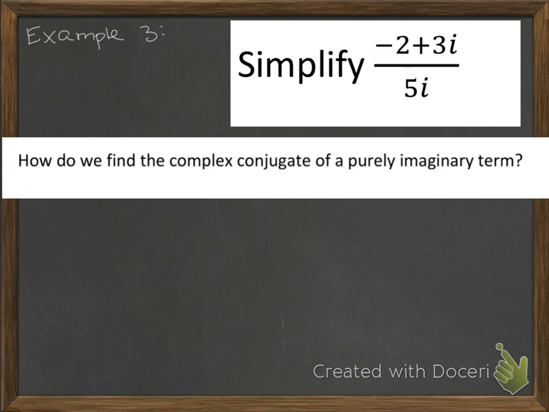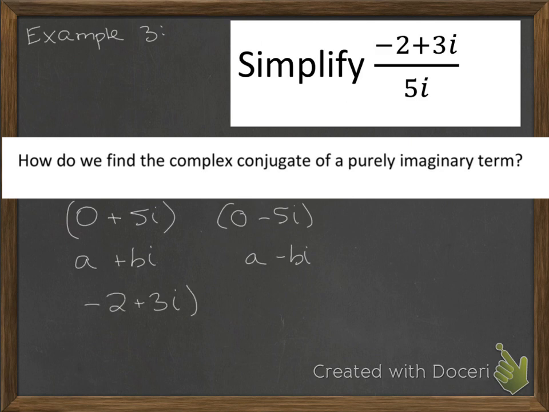So technically, if you think about 5i, and think about writing it as a plus bi, well, the a part is 0. So if you have a plus bi, then you could make the argument that the complex conjugate is a minus bi, or 0 minus 5i. We could make that argument, right? It makes sense.